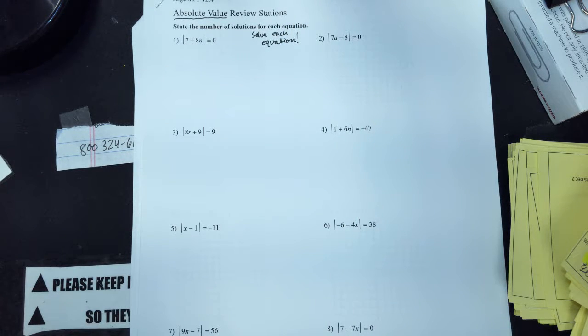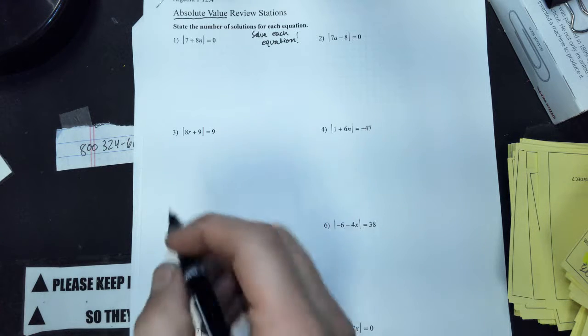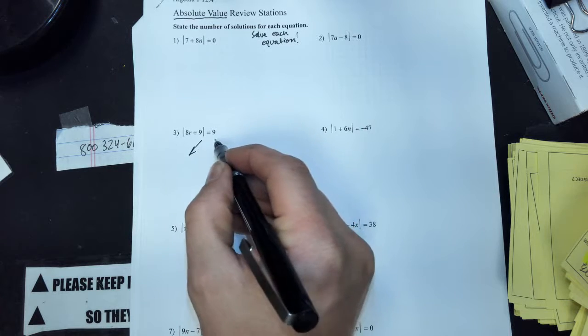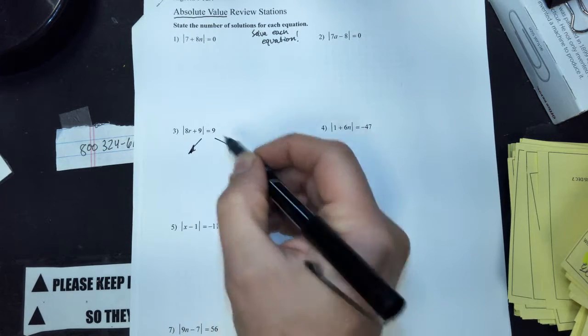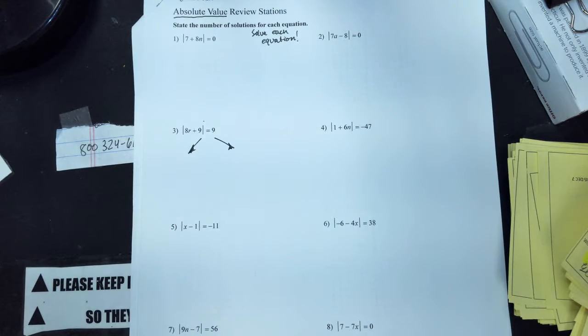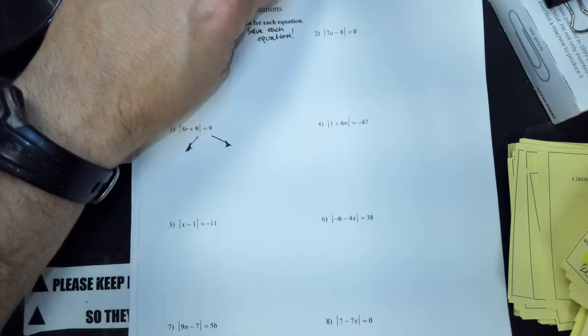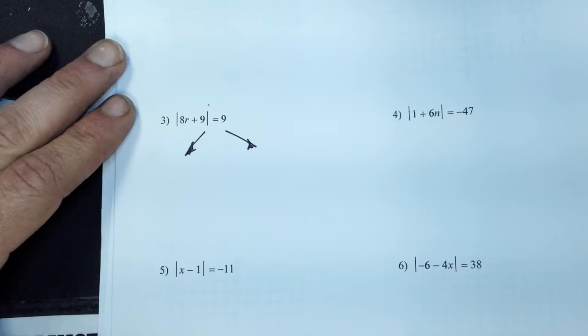And you really only have one new rule compared to what you're used to, and that is you have to do it twice when you see these absolute value signs right here. Those little uprights are called absolute values. So let's take a close look at number 3.